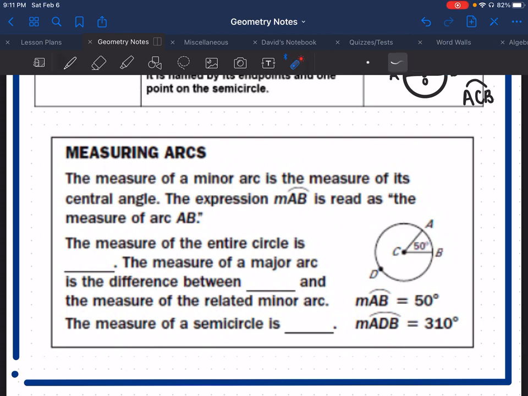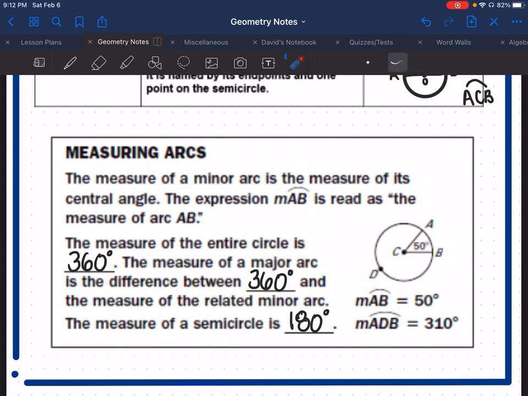All right, when we are measuring arcs, the measure of a minor arc is the measure of its central angle. This expression right here is read as the measure of arc AB. The measure of the entire circle is 360 degrees. The measure of a major arc is the difference between 360 degrees and the measure of the related minor arc. The measure of a semicircle is always 180 degrees.